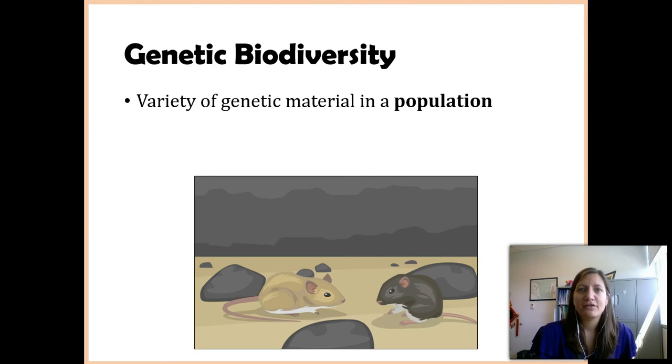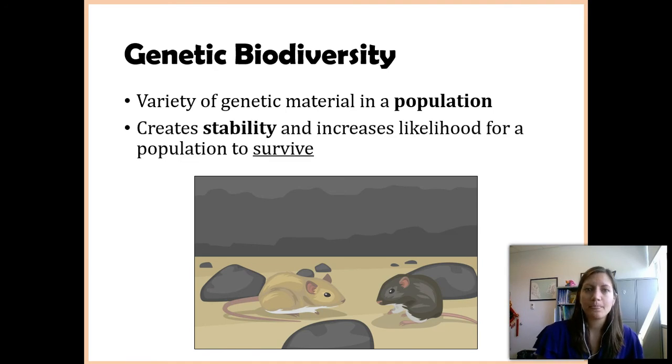So genetic biodiversity is just looking at the different genetic material in a population. So for example, in this picture, we have two mice. These mice are the same species but have different fur colors. And if you have high genetic biodiversity, in this case, it would mean you have a high genetic variation in fur color.